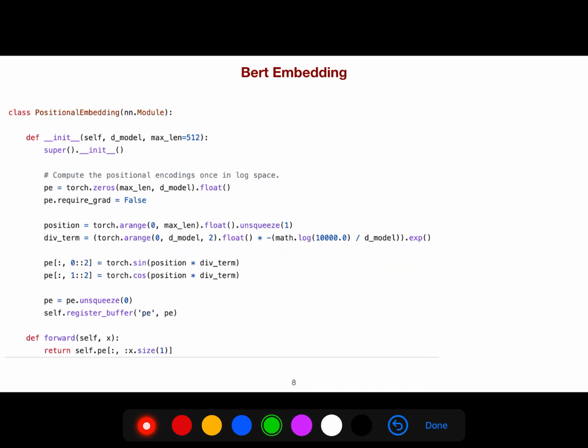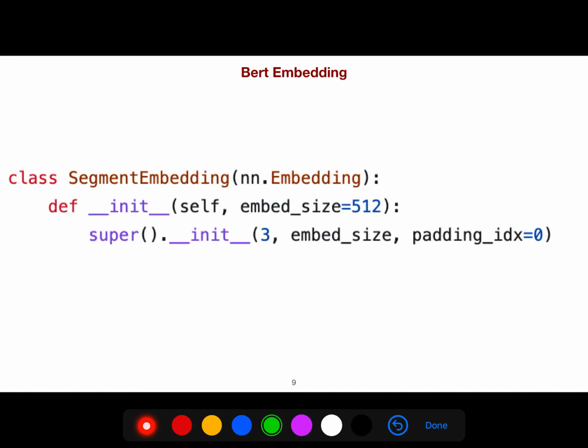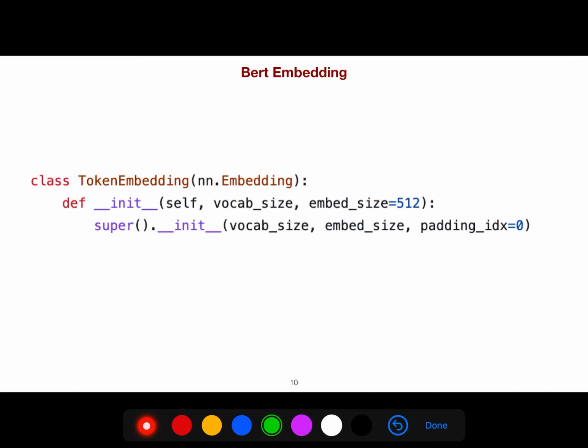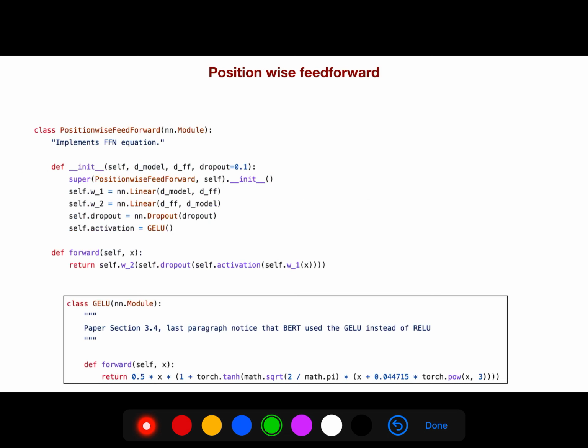So the implementation is very easy. You see sine and cosine of torch. We use that and we give it the position. So this is just the position embedding. And finally, segment embedding and token embedding, as I said, are very simple.